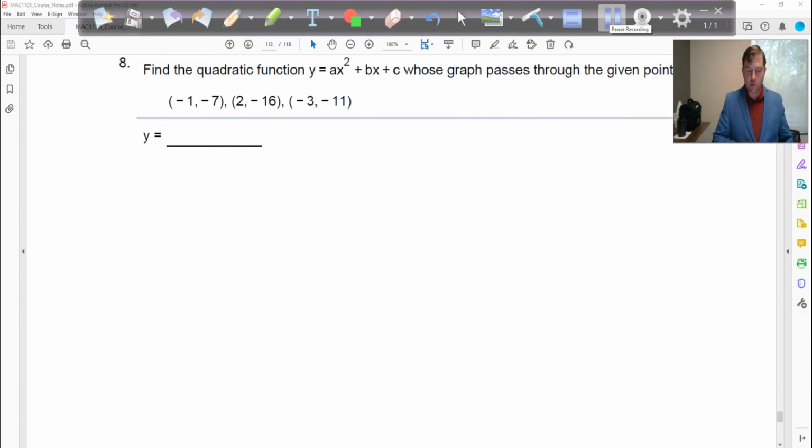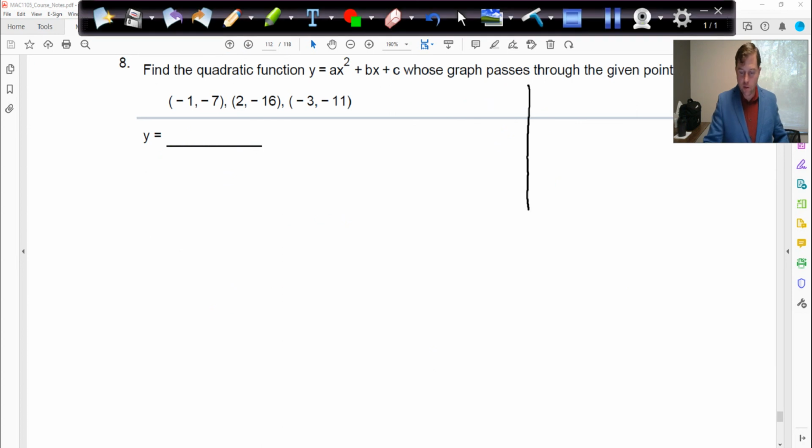Okay, problem 8 is going to be a parabola, and we're given 3 points, and we're going to try to solve for the parabola given these 3 points. So we have minus 1, minus 7. We have positive 2, negative 16, and we have negative 3, negative 11.